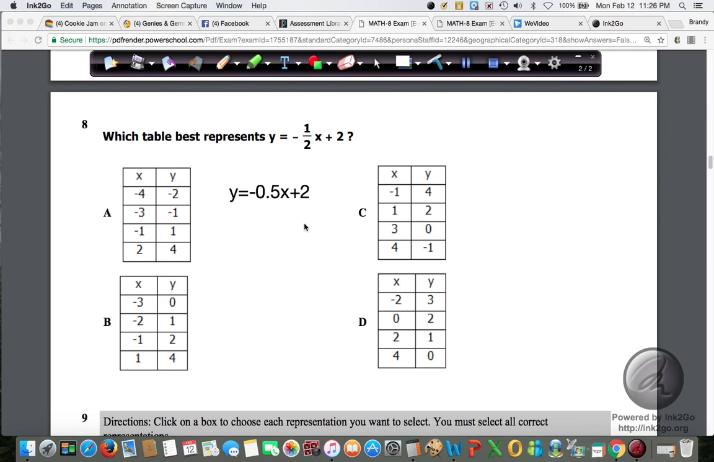Okay? For example, if I wanted to plug in over here, let's try C. What's my y? My y is 4. So does 4 equal negative 0.5 times, I'm going to use my little time symbol there. What's my x in this case? My x is negative 1. You can't just choose any x you want. You got to do the one right across from it. Negative 1 plus 2. So that's the question.